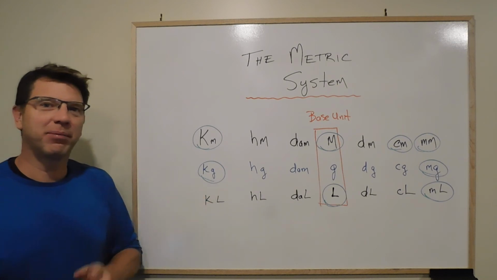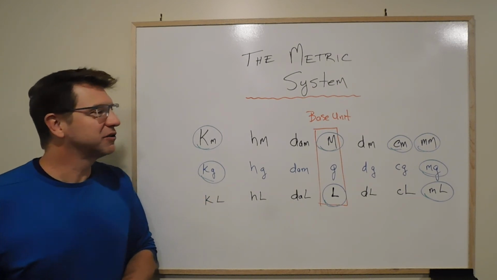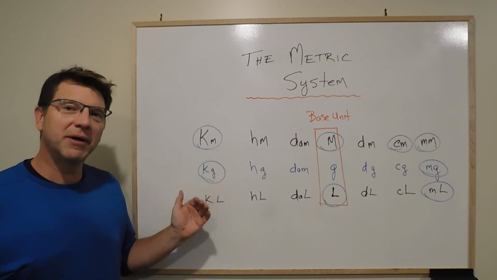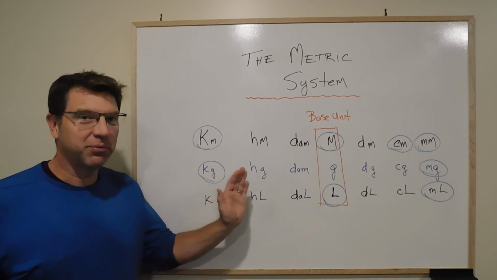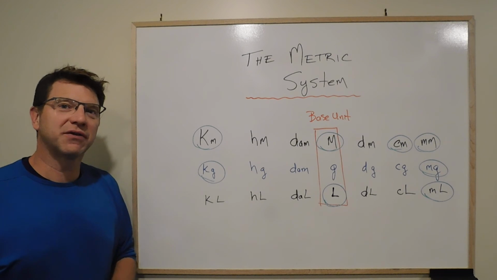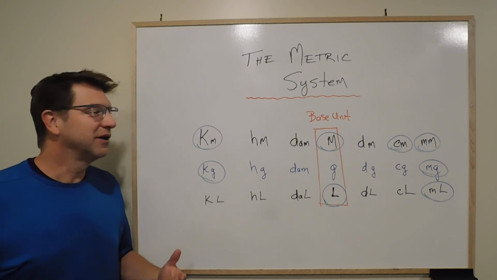So what I have, if you pause the video, what I have here circled is the most common of the units that we know. Even though there's a whole chart with a bunch of prefixes, the ones circled in green are the ones that we commonly use in everyday life.